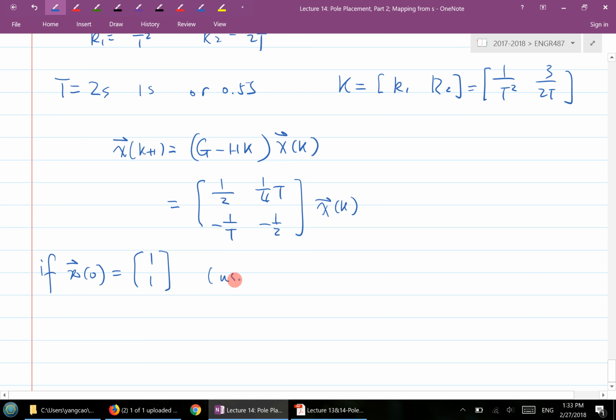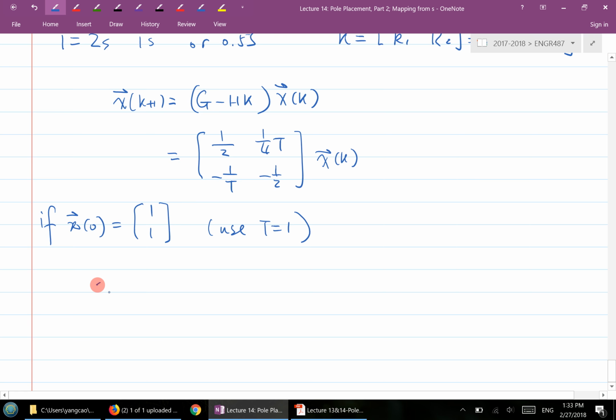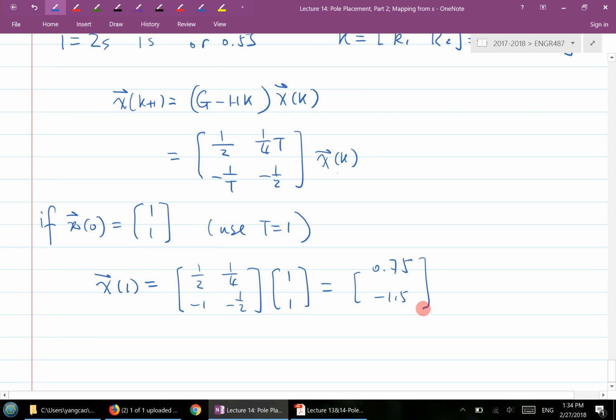Let's use t equal to 1 for illustration. So what is x1 at the first step? X1 here is equal to this matrix times x of 0, that's 1/2, 1/4, negative 1, negative 1/2 times 1, 1. And that gives us 0.75, negative 0.5.